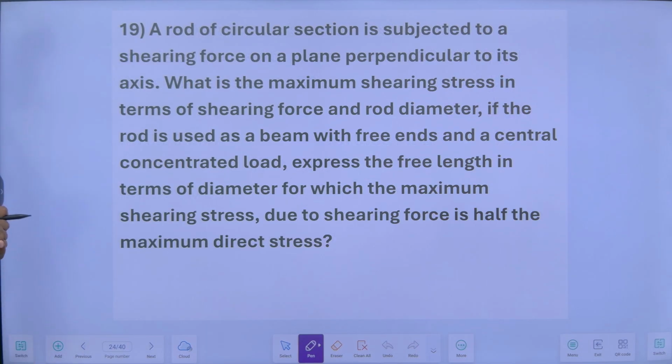A rod of circular section is subjected to a shearing force on a plane perpendicular to its axis. What is the maximum shear stress in terms of shearing force and rod diameter if the rod is used as a beam with free ends and a central concentrated load? Express the free length in terms of diameter for which the maximum shear stress due to shearing force is half the maximum direct stress.